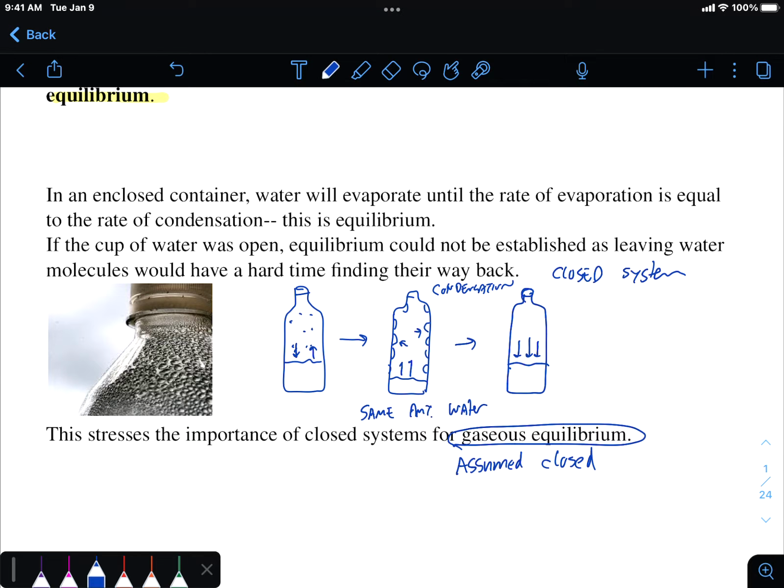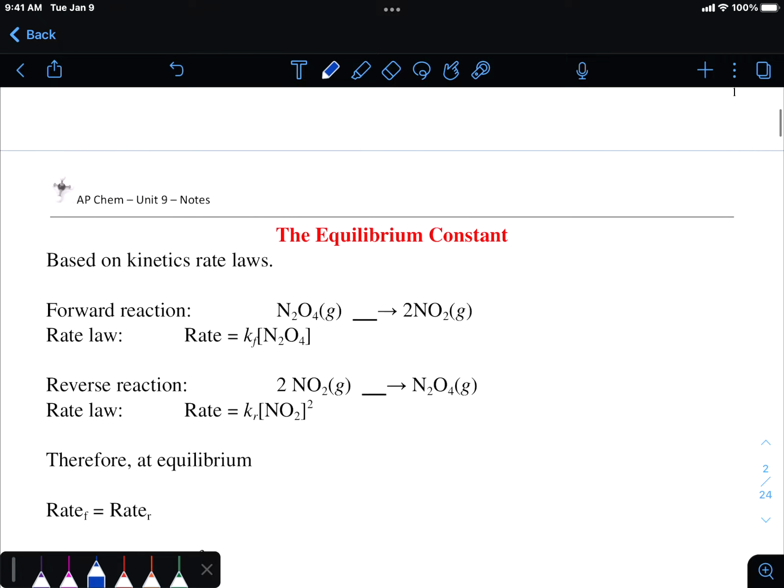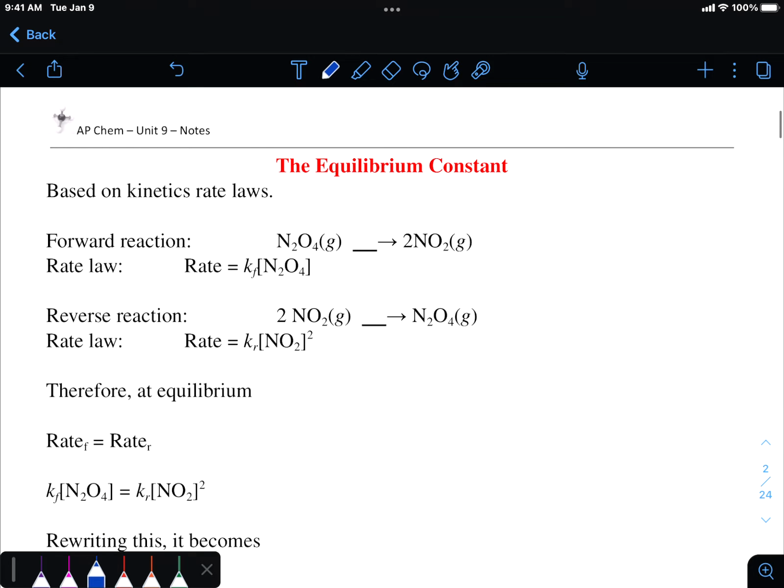Okay, so let's talk about the equilibrium constants. You are familiar with kinetics rate constants. The equilibrium constant is related to that. It's based on it. So let's take this for example. Here we have the decomposition of dinitrogen tetroxide. Right? So our reactant ends up forming our product. Our product is nitrogen dioxide.